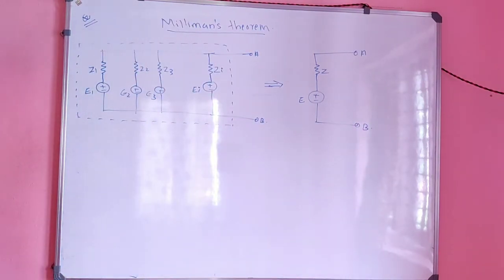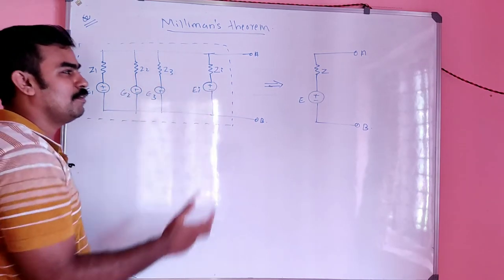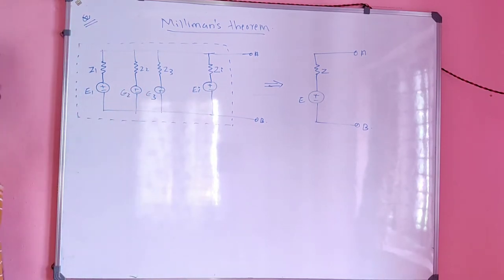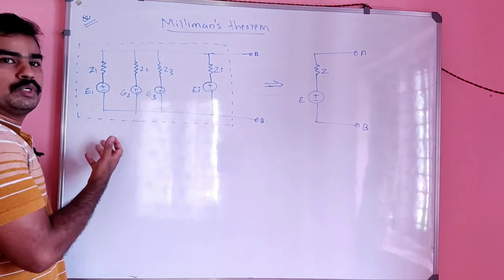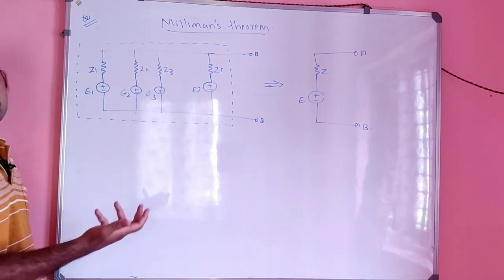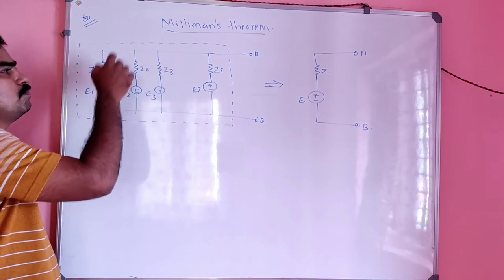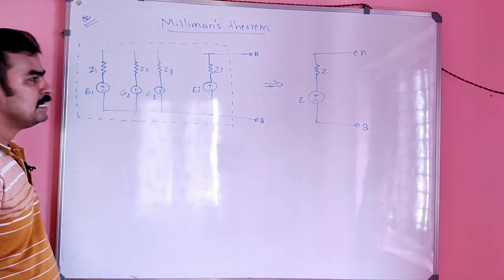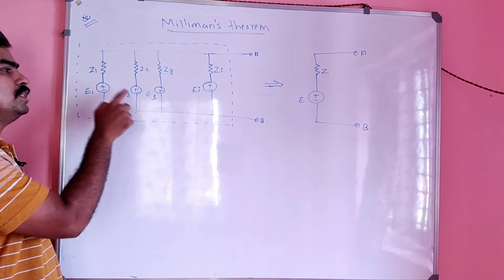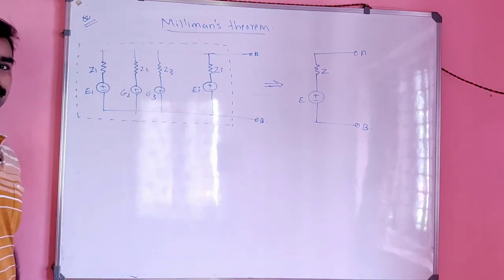So, did you get the idea? Did you get the idea of what Millman's theorem is? Millman's theorem is nothing but this: if you have more than one source, with impedances Z1, Z2, Z3, etc. up to Zn, you may have sources like E1, E2, E3, etc. up to En connected in parallel.